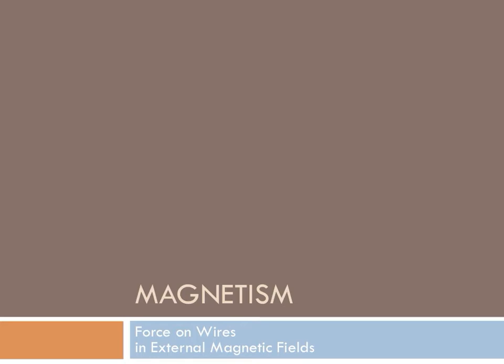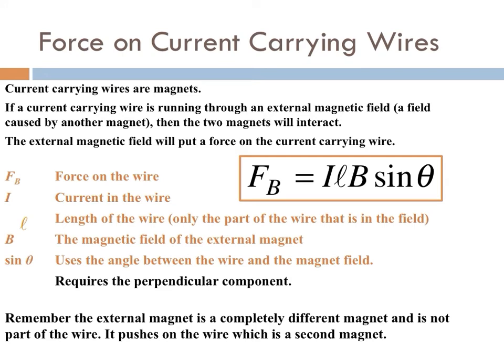Next, we move on to the forces on wires in external magnetic fields. So for us, current-carrying wires are magnets. So if a current-carrying wire is running through an external magnetic field, again, this is a magnetic field not produced by the wire, but an external one by another magnet, then the two magnets will interact. The external magnetic field will put a force on the current-carrying wire. Again, the most important part of this equation is that B is the magnetic field of the external magnet. Remember, the external magnet is a completely different magnet, and it is not part of the wire. It actually pushes on the wire, which is the second magnet.